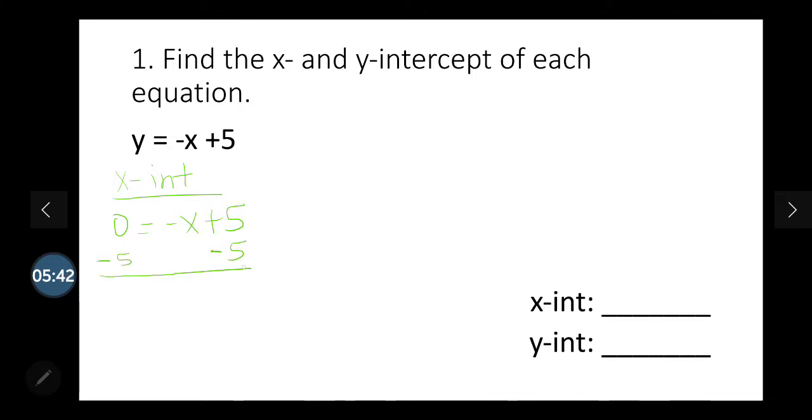Subtract 5 from both sides. Negative 5 equals negative x. Let's divide by negative 1. And negative divided by negative is a positive. So 5 equals x. So my x-intercept, remember when we write the ordered pair, when x is 5, well, what number did I plug in for y? 0. Okay?